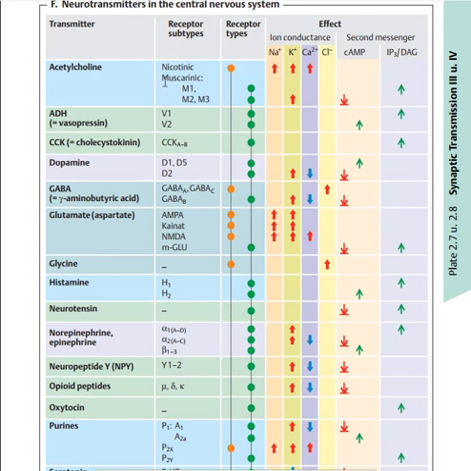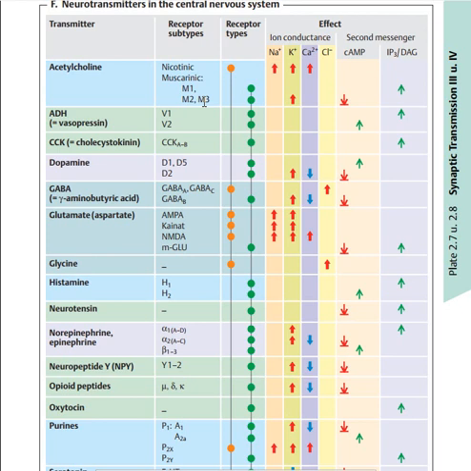Then we have muscarinic receptors, which are M1. So M1 are metabotropic receptors, and they function via the activation of IP3, that is inositol 1,4,5-triphosphate, and diacylglycerol. So M1 function by the activation of IP3 and diacylglycerol.